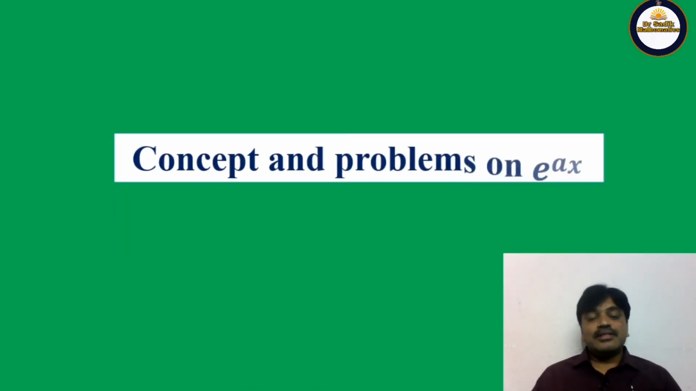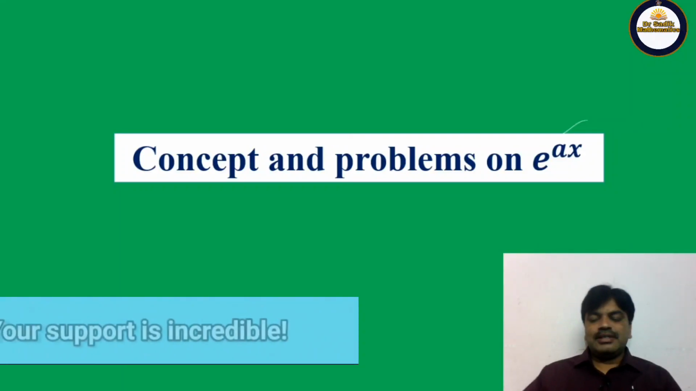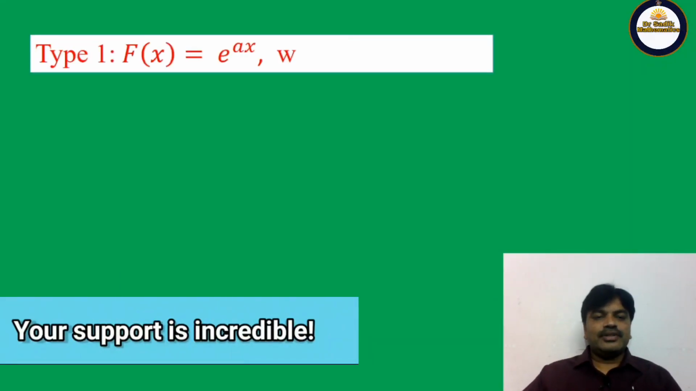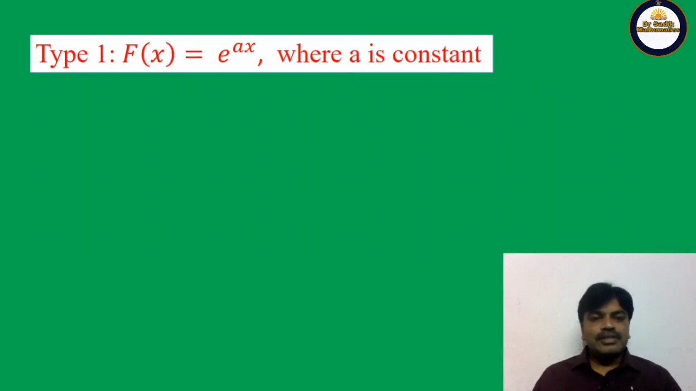We are going to discuss concept and problems on e^(ax). Let us see the concept. Type 1: f(x) = e^(ax), where a is a constant.